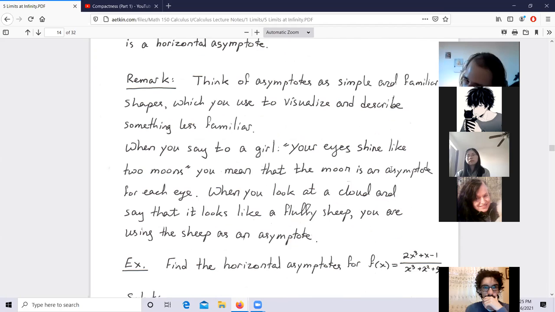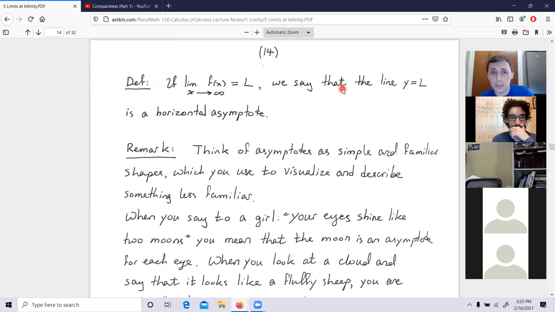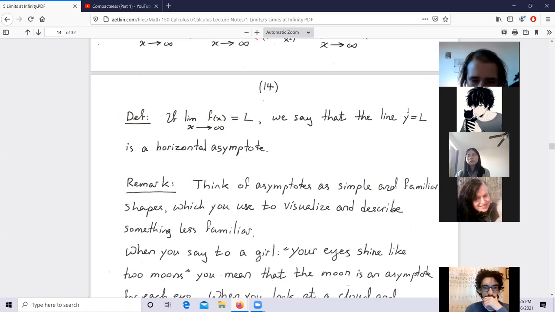Good? So a line y equals L is just a horizontal line. And a horizontal line is one of the simplest objects you can think of, right? So what you're saying is that if you scroll to the right on the graph of this function, x squared minus one over x squared plus one, eventually it will look to you like just a flat, horizontal line. Do you see that?